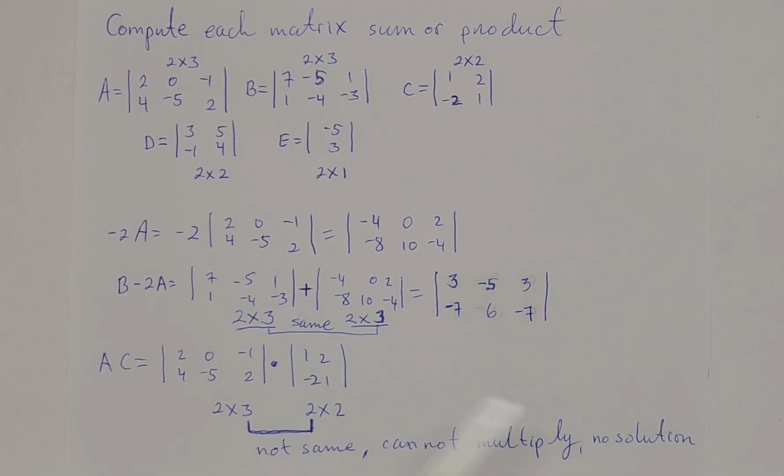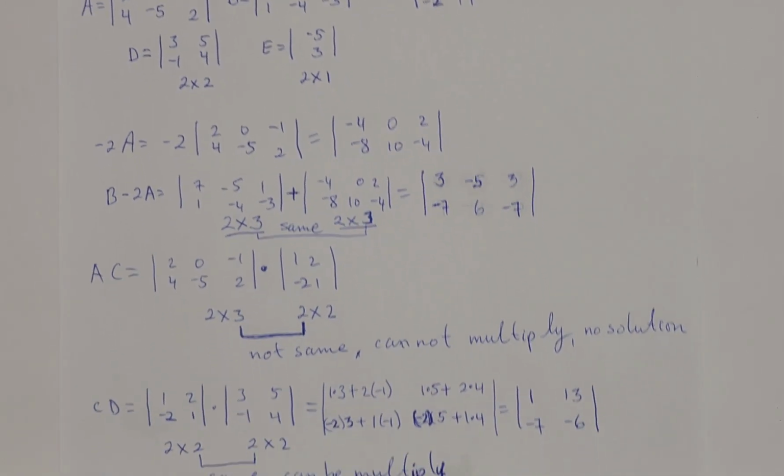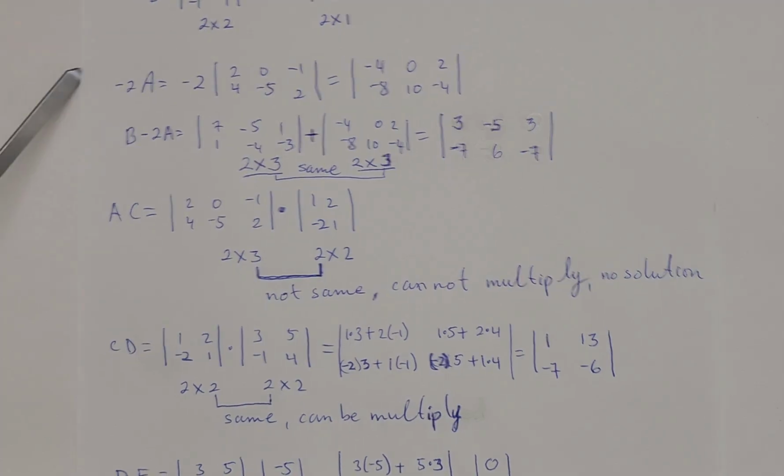So there is no solution for A times C. Okay, so be very careful. Next example. So same thing. We're going to multiply.